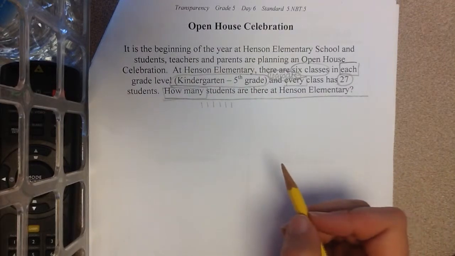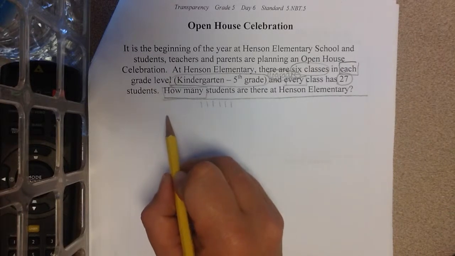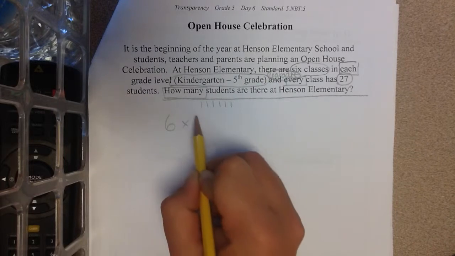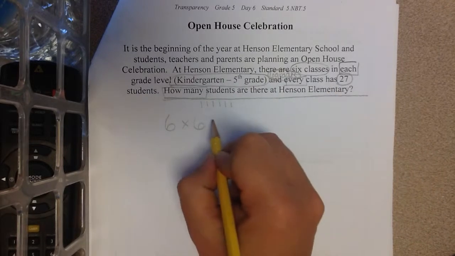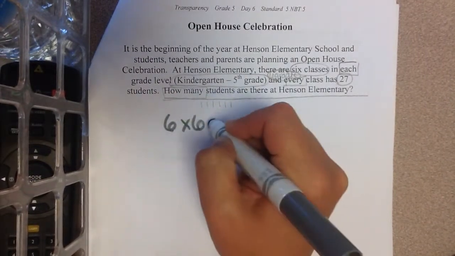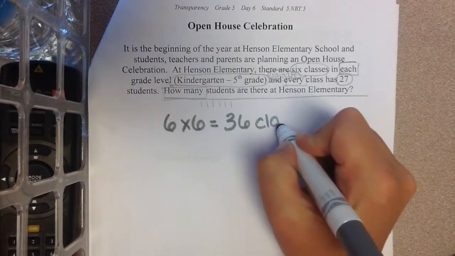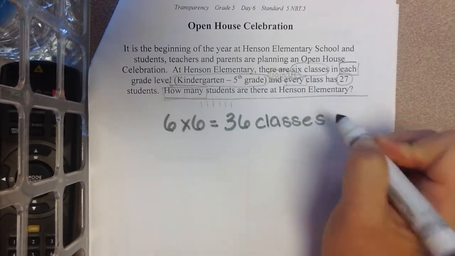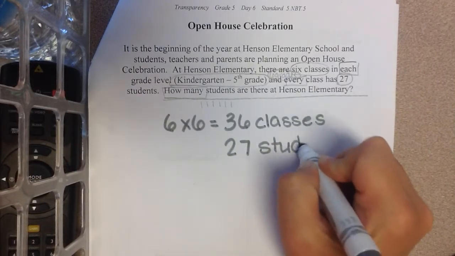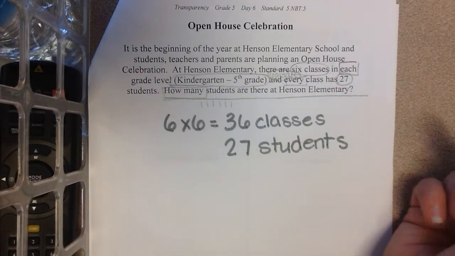I'm going multiplying. Also, my big clue is we've been multiplying for the last week or so. So there are 6 classes per grade level. How many grade levels are there? 6. So I can easily tell that 6 times 6 is 36. So there's 36 total classes, but every class has 27 students. So what do I need to do with these 2 numbers? I need to multiply them.